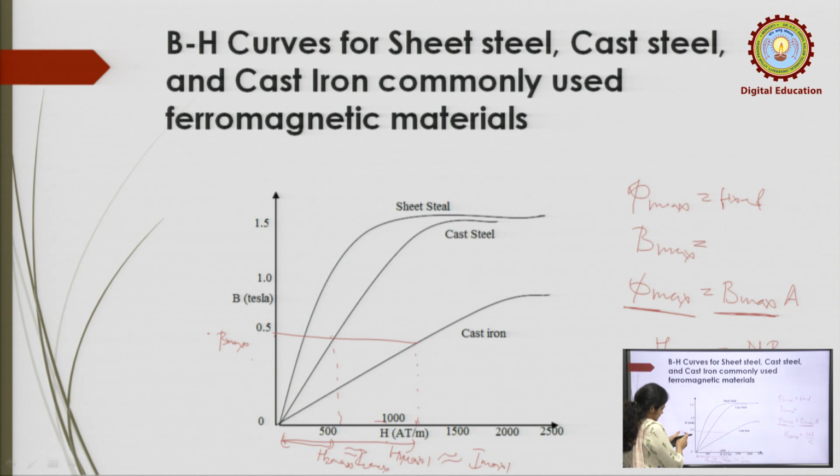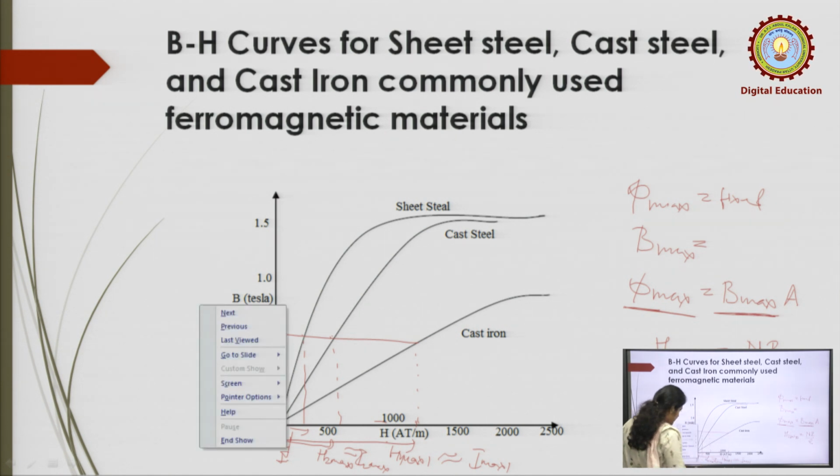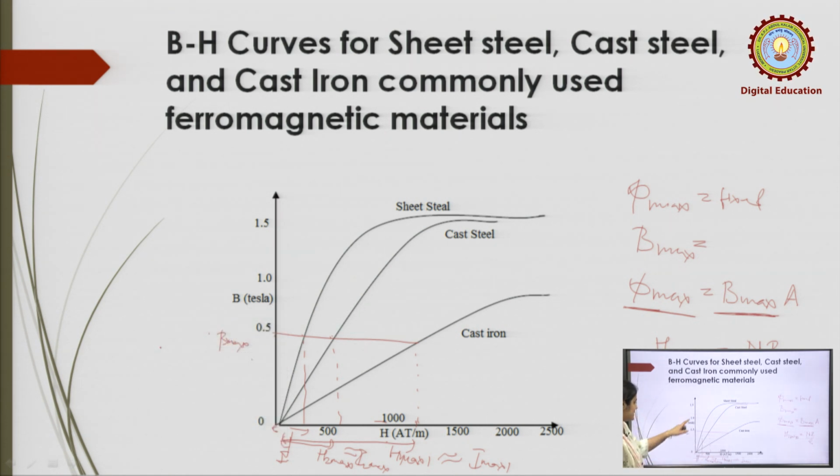And for this B max, for the sheet steel material, it is reduced further. This is I 3 max. So, from here you can see that for the constant maximum value of flux, as you increase the permeability of the material, the requirement of current will be reduced, and this current is called the magnetizing current.